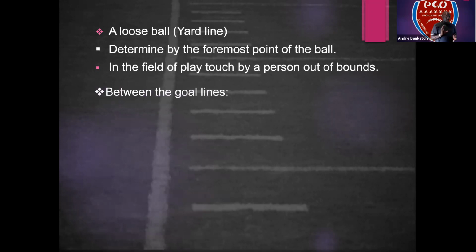All right, the loose ball becomes dead between the goal lines. It's not in the end zone, but between the goal lines. The nearest inbound spot is where we're going to spot the ball.